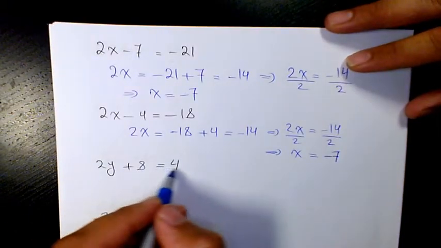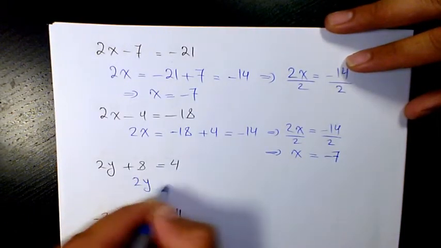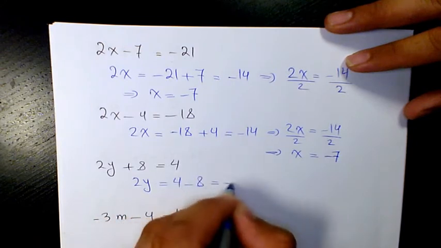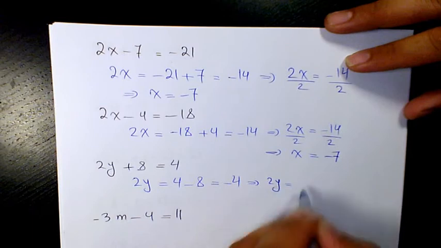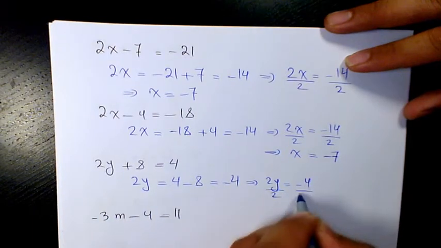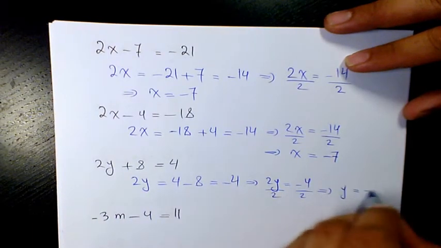2y plus 8 equals 4. So 2y on the left hand side, 4 minus 8 is going to be negative 4. So 2y will be equal to negative 4. I need to divide both sides by 2. So y will be negative 2.